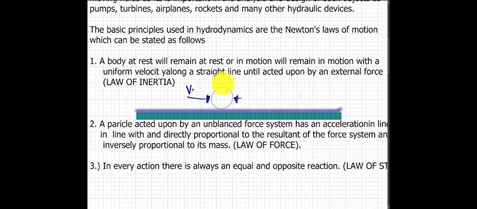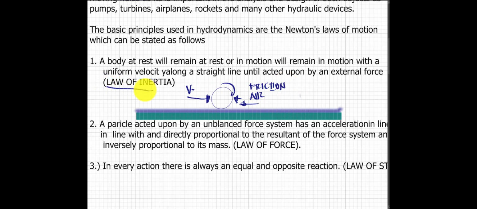It continues traveling and rotating until an external force is acting on it, or by means of friction. That is one way: if there is nothing it collides with, it will stop by means of friction, or air that is acting on our sphere that is rotating in this direction. So that explains the law of inertia.